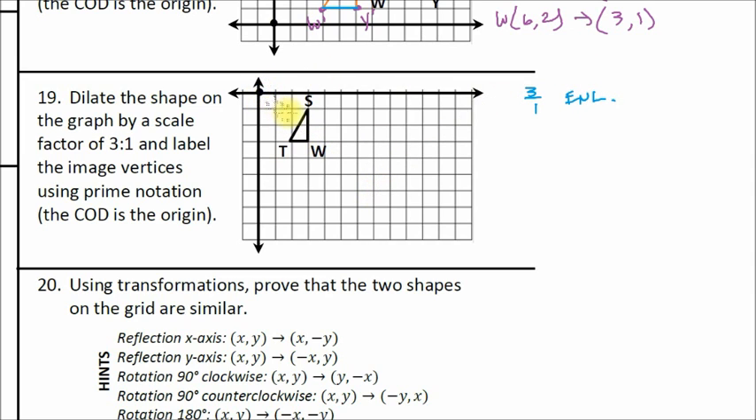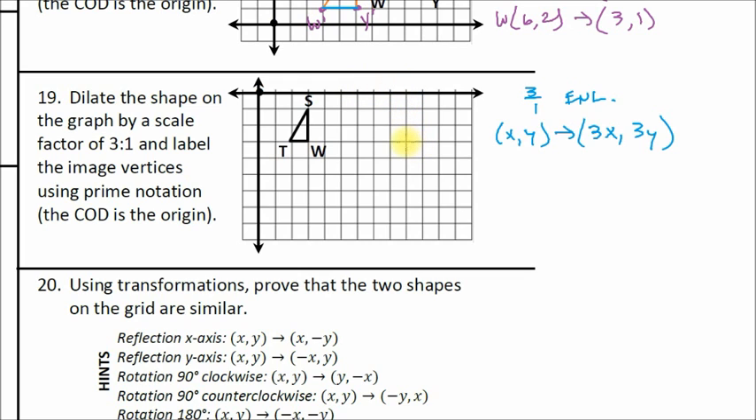Now I'm going to show you the shortcut method. A little bit faster. We know that our transformation is going to look like this. xy is going to become 3x, 3y. Watch what I'm going to do. S is at 3, 1. So I'm going to triple that. 3 times 3 is 9. 1 times 3 is 3. So I'm going to go 1, 2, 3, 4, 5, 6, 7, 8, 9.